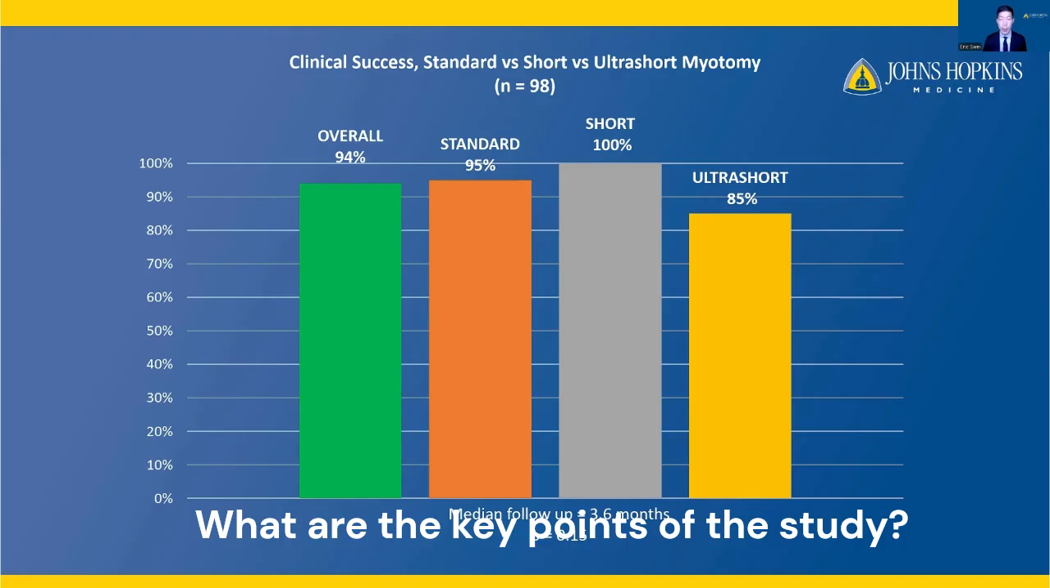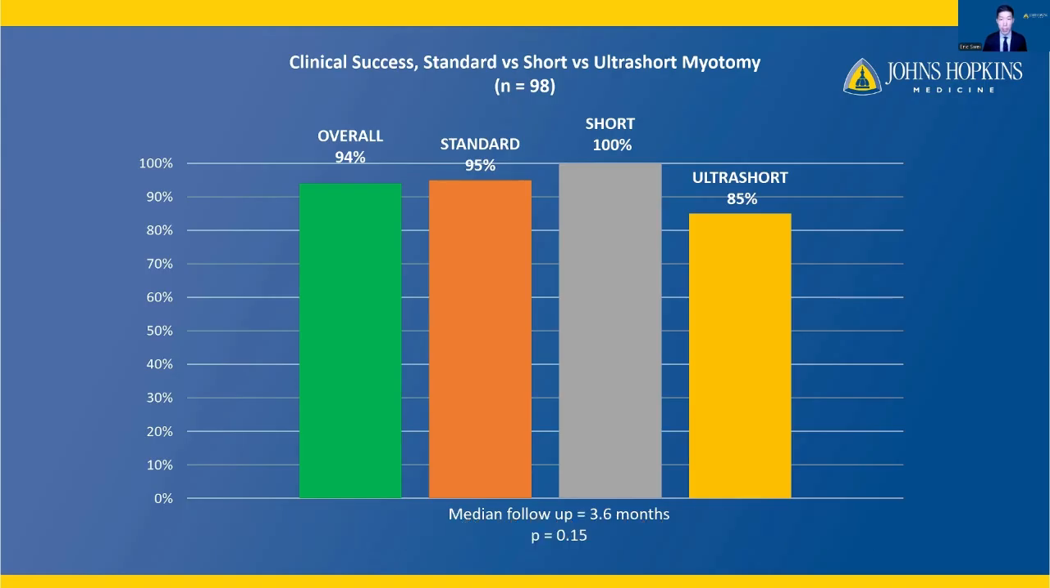Well, among 109 patients who had POEM for sigmoid achalasia, 59 of which had short myotomy and 50 of which had standard myotomy, the clinical success at a follow-up time of a median of 3.6 months was not significantly different between groups. Interestingly, when we examined a subgroup of patients who underwent ultra-short myotomy, that is to say, those who had a myotomy of 2 centimeters or less, the clinical efficacy dipped to 85%.